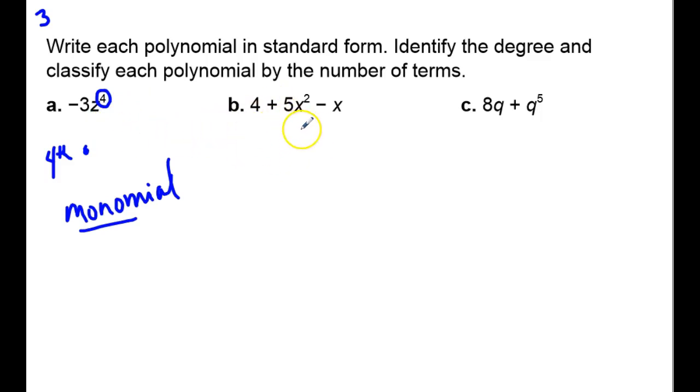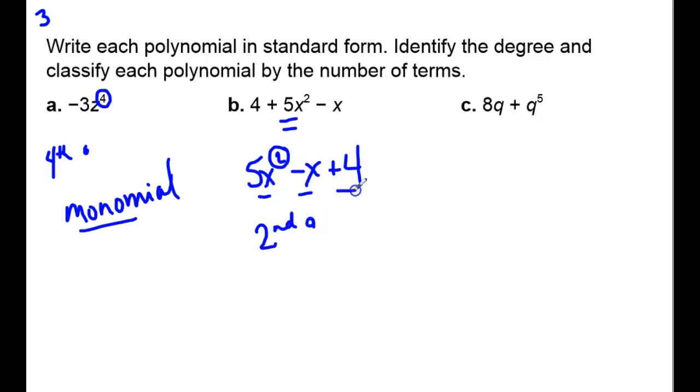So now let's look at B. So I have to first put it into standard form. So I find my highest exponent first, which is this 5x squared. Then my next highest exponent is that -x. And then my constant term is a 4. So now I can find the degree, which is the highest exponent. So it's a 2nd degree. And there are 3 terms, so this is a trinomial.